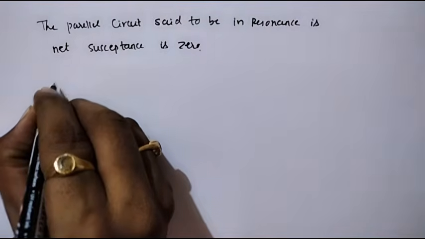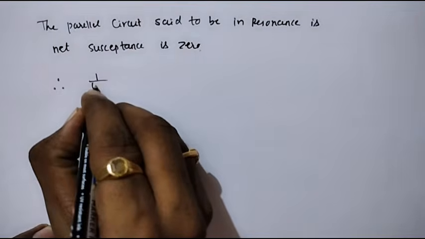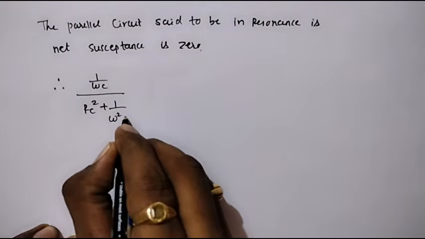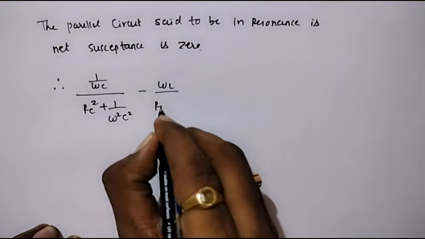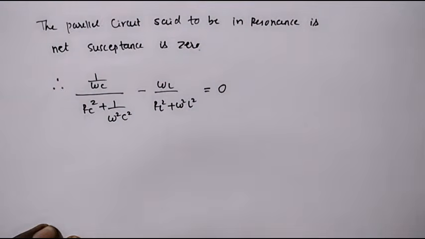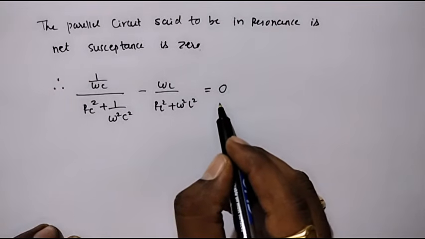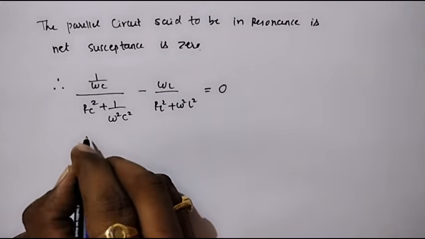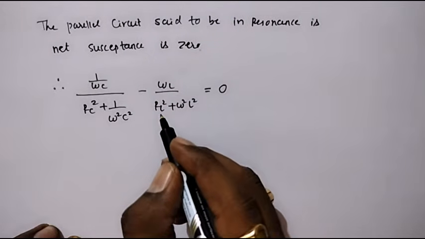Therefore the J term of admittance equation Y, given as 1 over omega C divided by RC square plus 1 over omega square C square minus omega L divided by RL square plus omega square L square, must be equal to 0. That is, the imaginary term of Y equation is equal to 0. Then the resonance takes place in case of a parallel resonant circuit. I will simplify this. So here we are saying that the circuit is in resonance if net susceptance is 0.